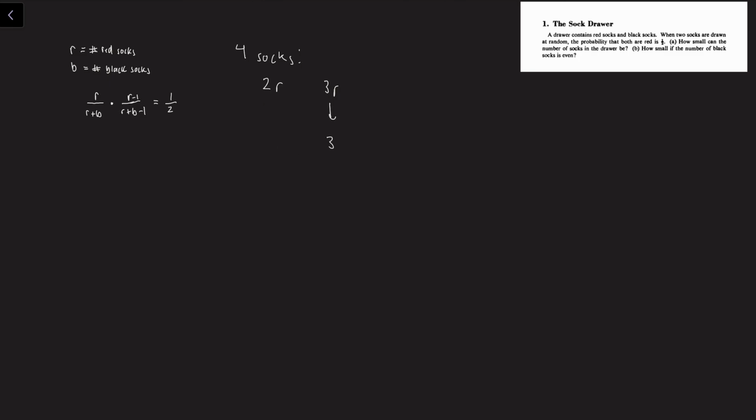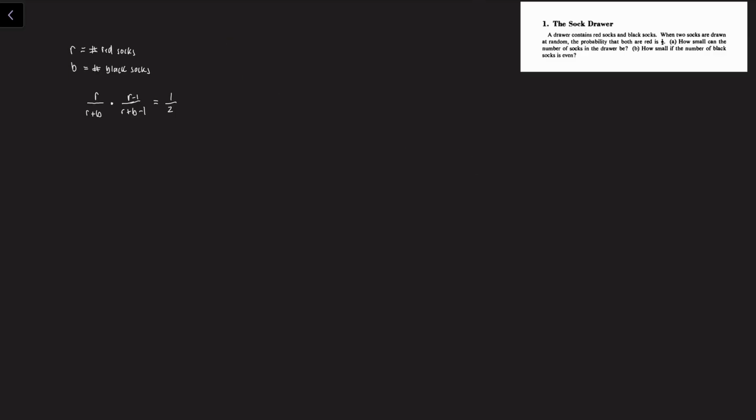So we know on our first draw, we have a 3/4 probability of getting a red sock. And in our second draw, we have a 2/3 probability of getting a red sock. This actually does equal 1/2. So we know the answer to our question for part A is 4 socks. And that's in the case where there are 3 red socks and 1 black sock.